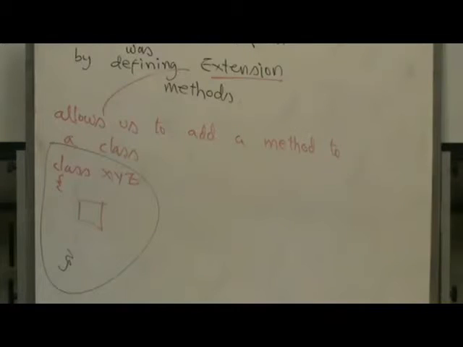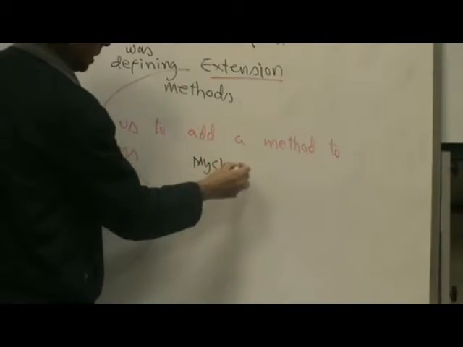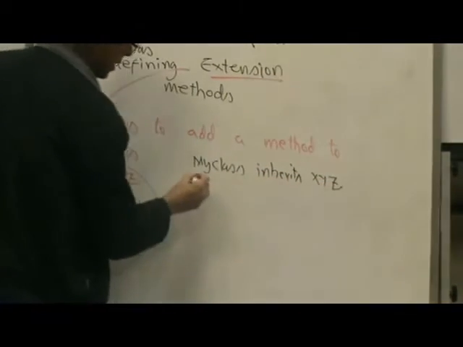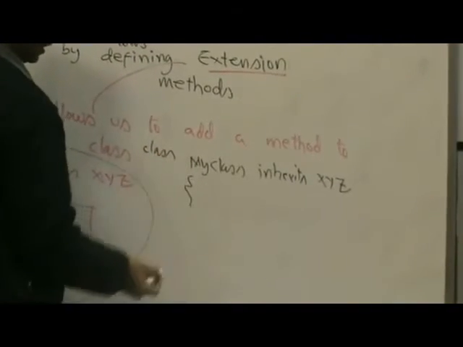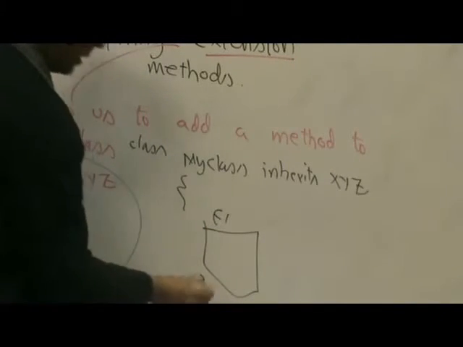What will you do in Java, for those of you with Java background? You import it. Even importing will not let you, if it's in a jar file, you don't have the source code. The best you can do is create a different class and inherit from it. So if I inherited another class called, let's say, MyClass, whatever, inherits XYZ, and then we can go and add F1 over here.